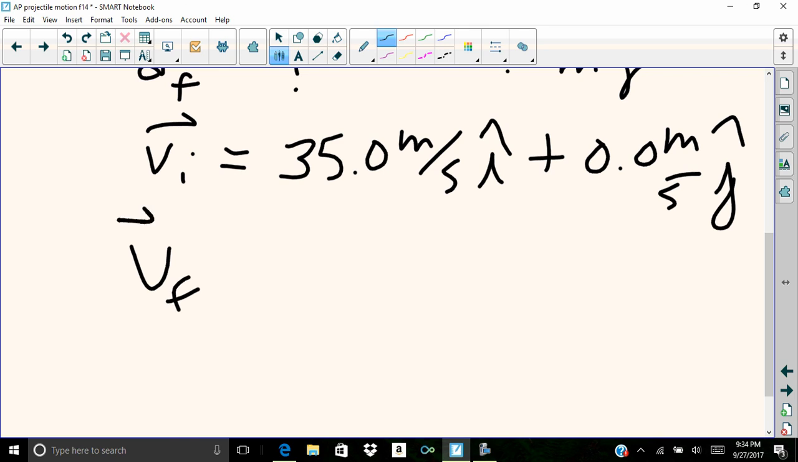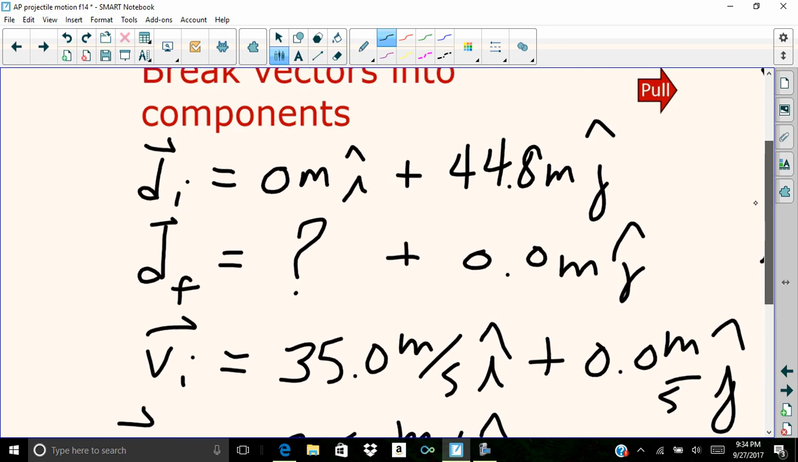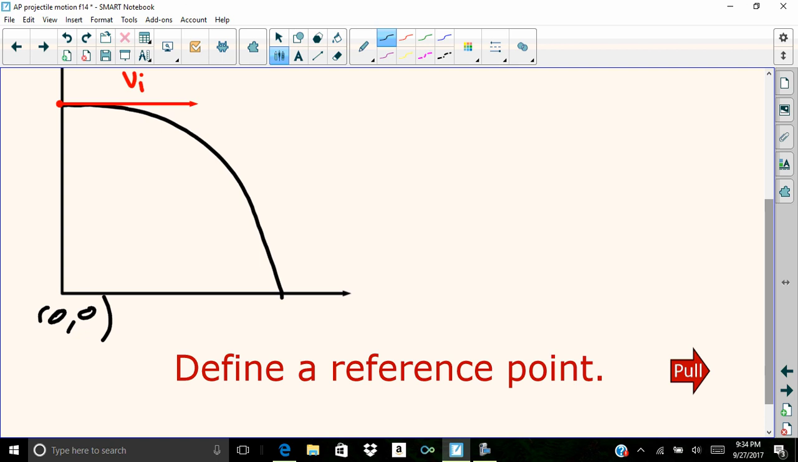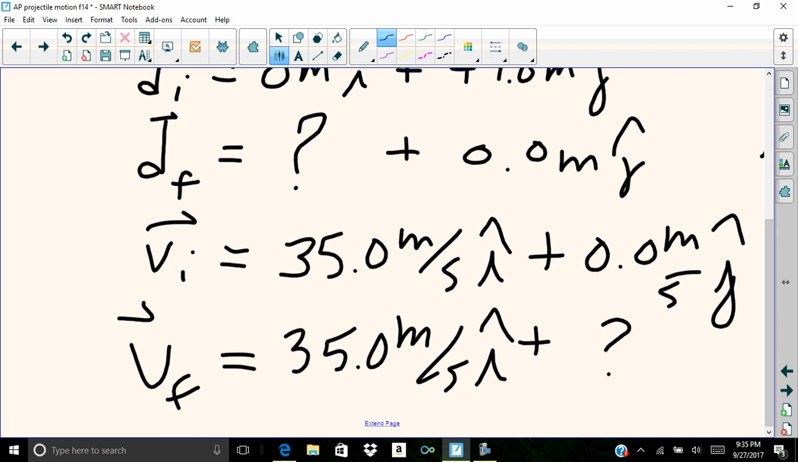For my final velocity, I'm still going 35 meters per second east because there's no acceleration in the X direction. We assume for projectile motion there's no air resistance. Here, though, I don't know what my final velocity is going to be at impact. If you look at the picture here, right at this point, I don't know what my final velocity is going to be at impact. I know after impact it'll be 0, but I don't know with what velocity it hits in the Y direction. So I'm going to add a question mark because I don't know what that is.